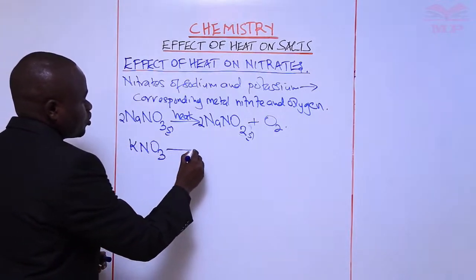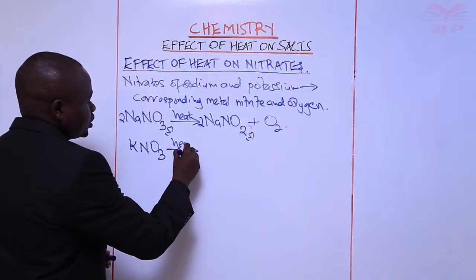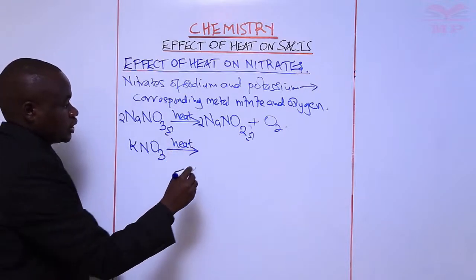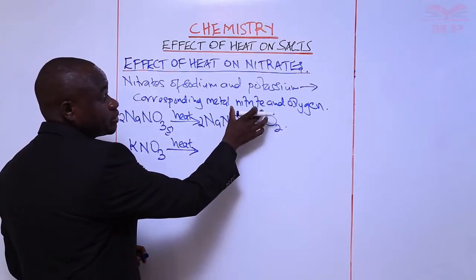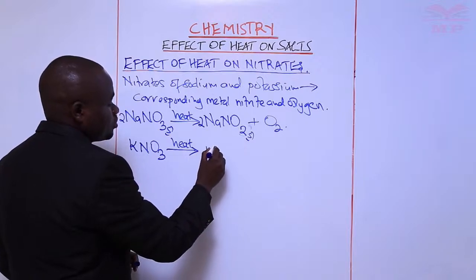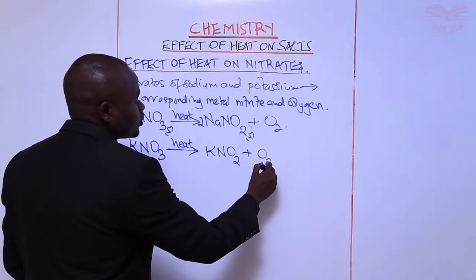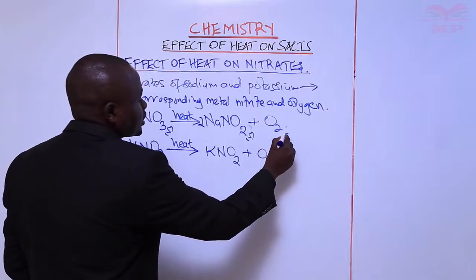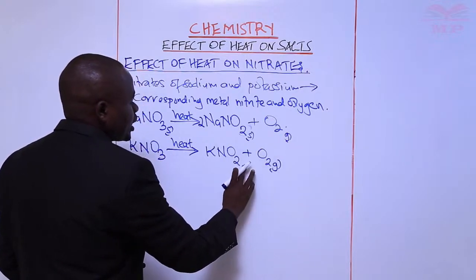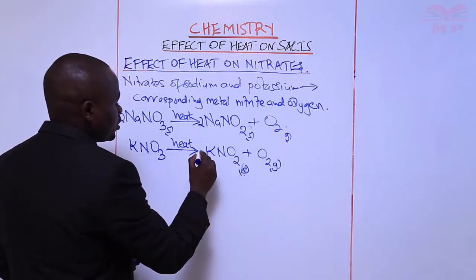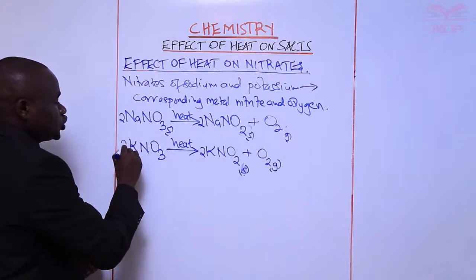The same applies to potassium nitrate. Potassium nitrate decomposes on heating to give the corresponding nitrite. That will be potassium nitrite and oxygen gas. So we balance as usual, putting 2 and then 2.